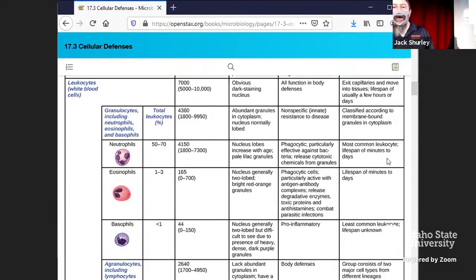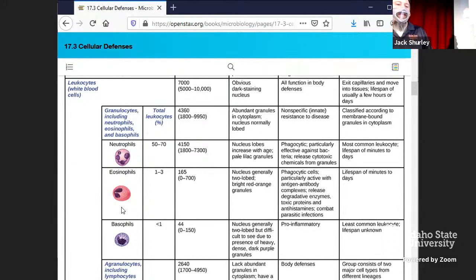So again, most common, and their lifespan is minutes to days, depending on their circumstances. If they're actively releasing granules or phagocytizing, they don't have much time. And in turn, they die in the process of dealing with these foreign invaders, and really, they constitute the majority of the pus that's seen in some of these types of infections.